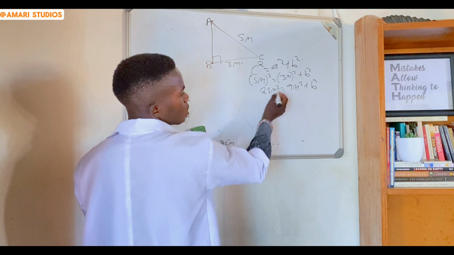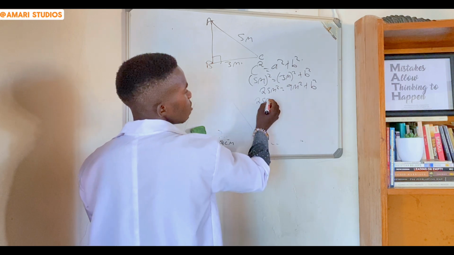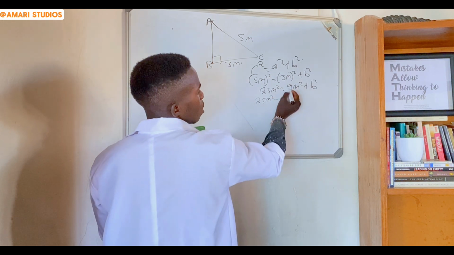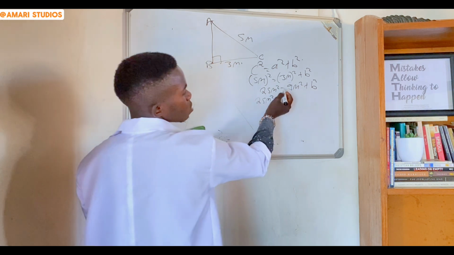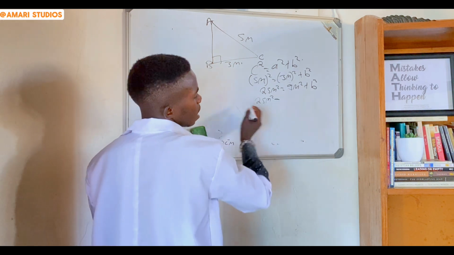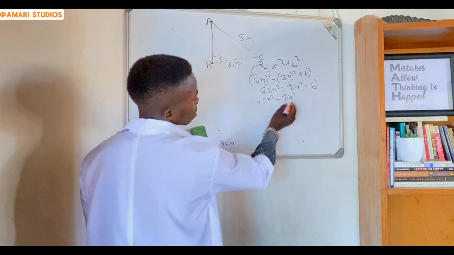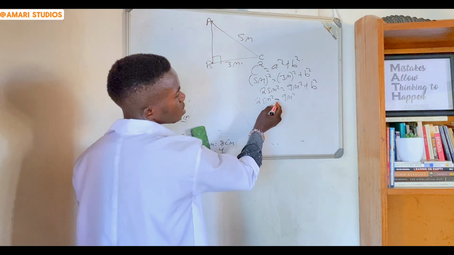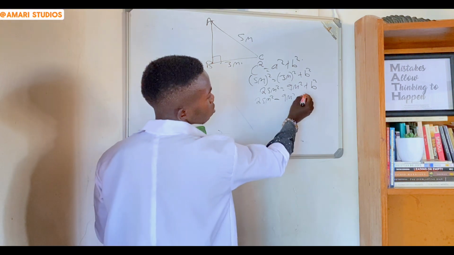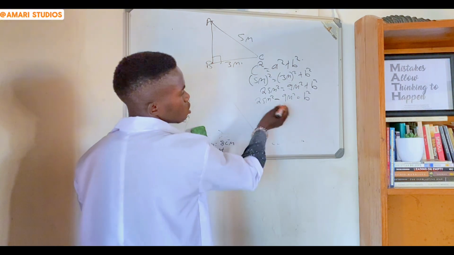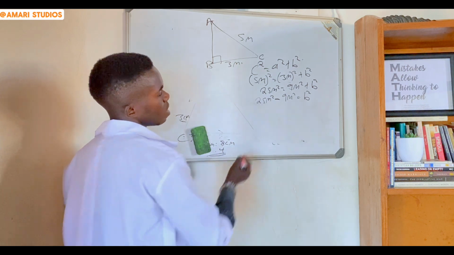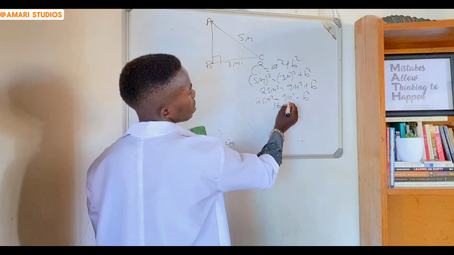Then now we are going to collect like terms. So 25 meters squared minus, when 9 meters squared crosses the equal sign, it is going to be a negative number, meaning that it will be something like this: 25 meters squared minus 9 meters squared is equals to B squared. So 25 meters squared minus 9 meters squared is going to give us 16 meters squared, which is equals to B squared.